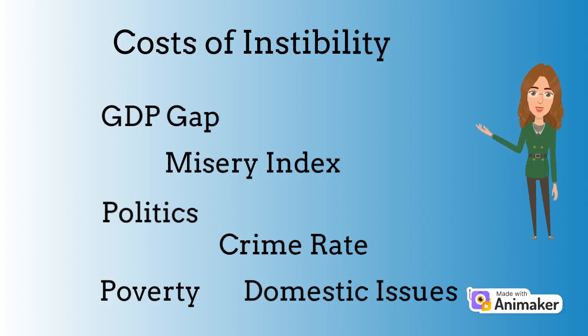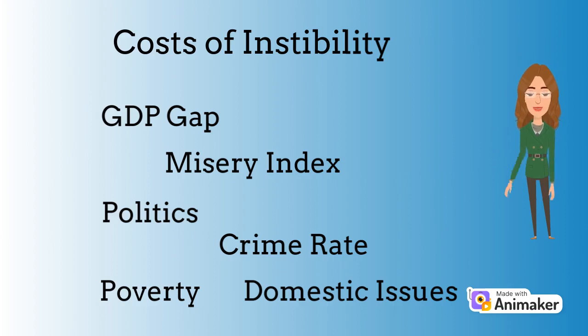Costs of instability. Recession, inflation, and unemployment are all forms of instability that hinder economic growth. The GDP gap is a measure of the economic cost of unemployment. The misery index, also known as the discomfort index, is the sum of the monthly inflation and unemployment rates. Both workers and business owners are affected by uncertainty produced by an unstable economy.